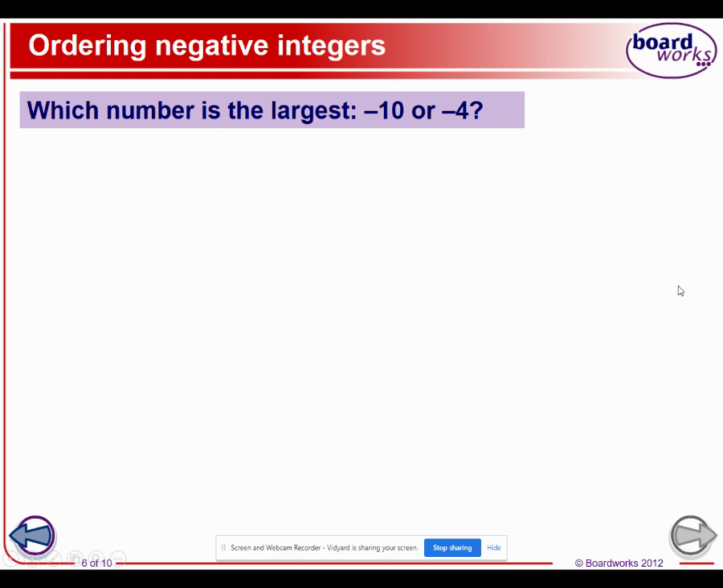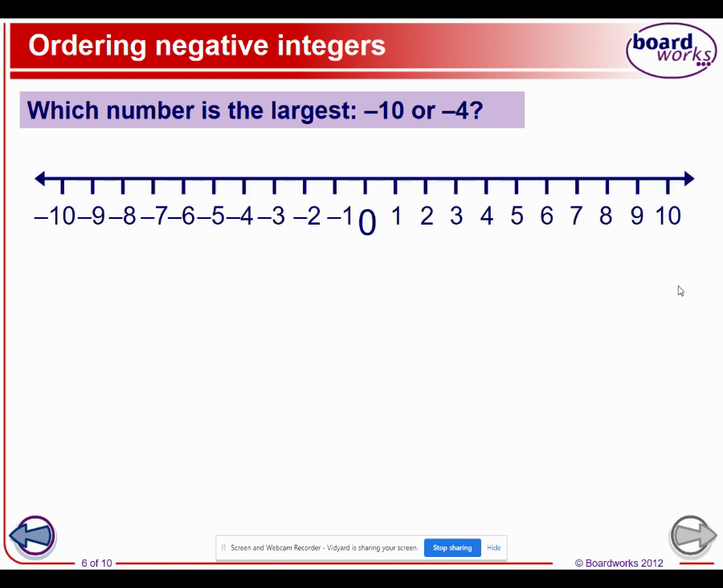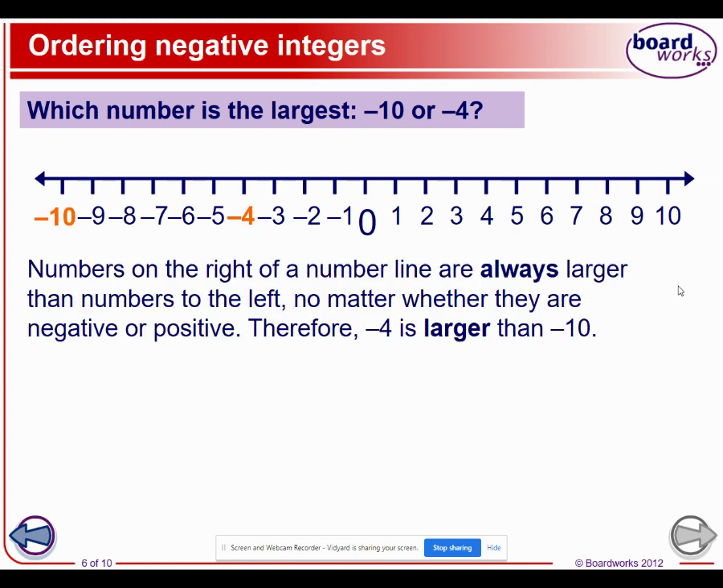All right, which number is the largest, negative 10 or negative 4? Think about that. If we pull up a number line here, numbers that go to the right on a number line are always larger. So since negative 4 is to the right of negative 10, then negative 4 is larger.